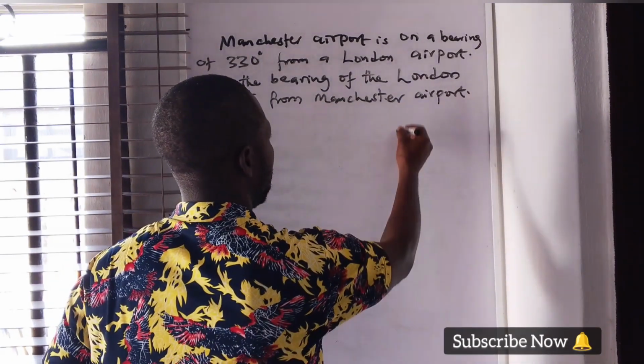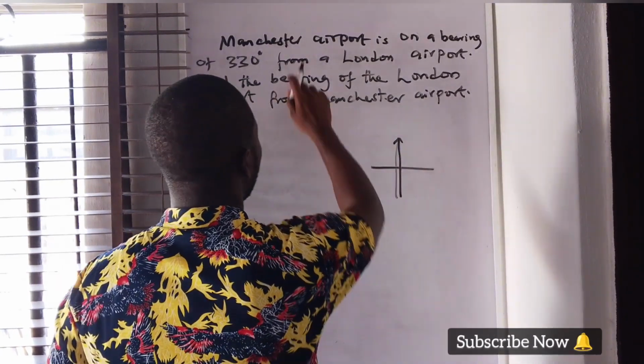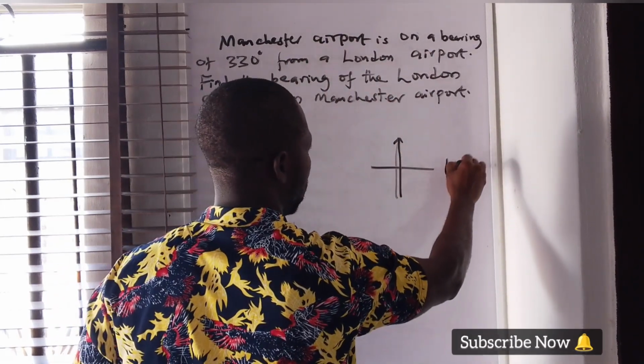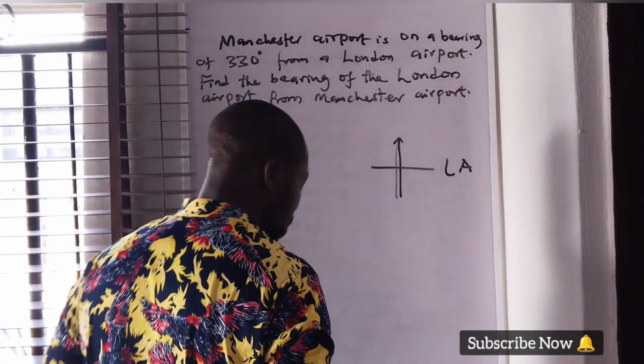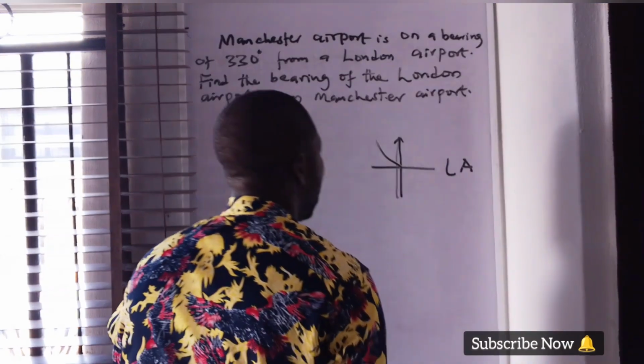It means if we have our London Airport here, because we are measuring Manchester Airport from London Airport. So this is London Airport. It's on a bearing of 330 degrees. Now we know that our 330 is going to be somewhere up here. So I'm going to redraw my diagram.